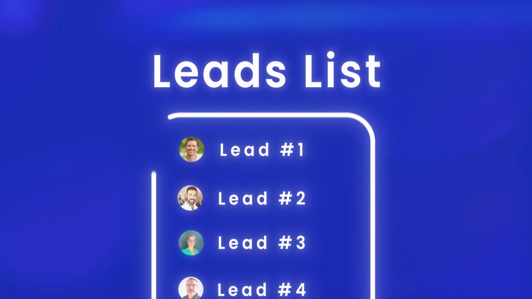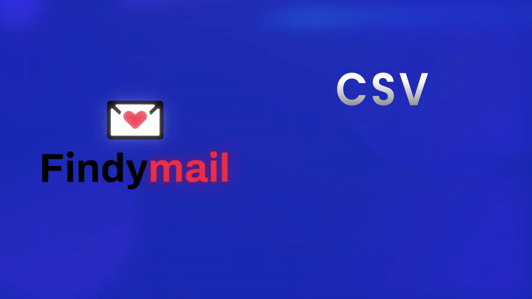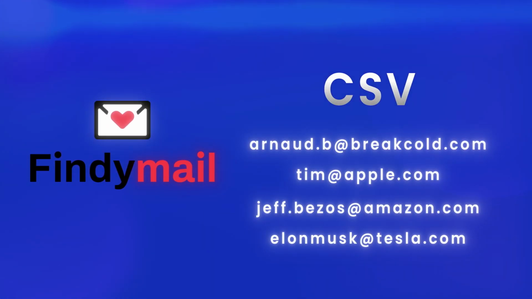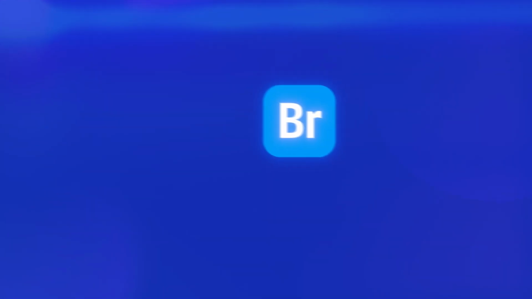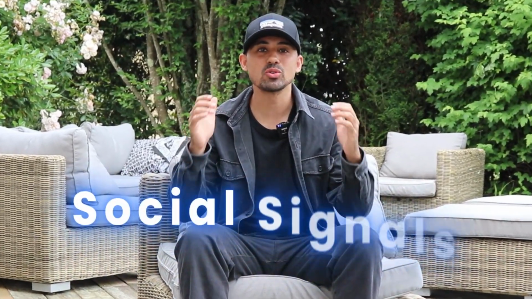Once you've built your leads list using Sales Navigator, you can use a tool like Find Email to export the entire leads list as a CSV file with valid B2B email addresses. From there, you can import that list into Breakcold Sales CRM, which will be useful for part 2 of our LinkedIn outreach strategy. Another way to get qualified leads to reach out to on LinkedIn is to use social signals.